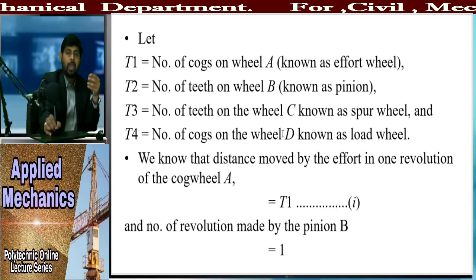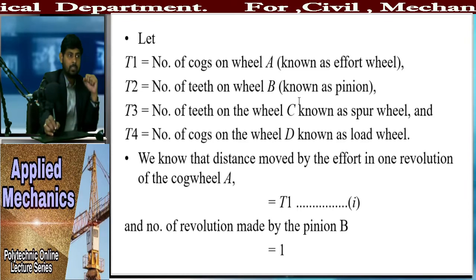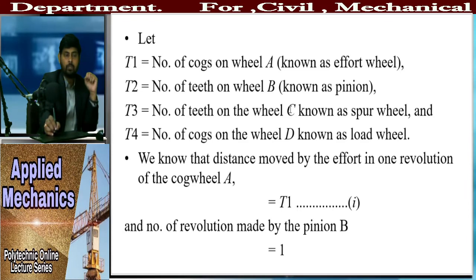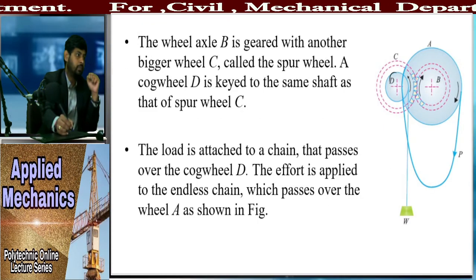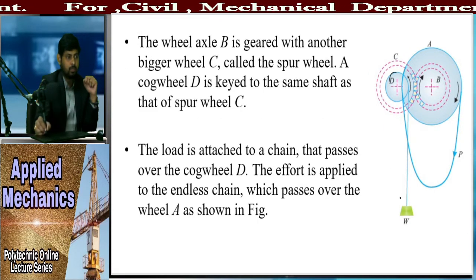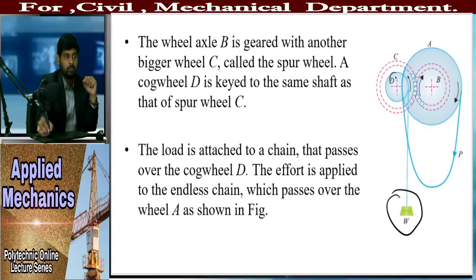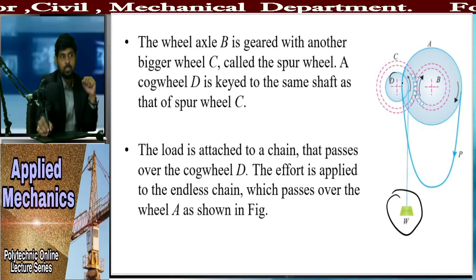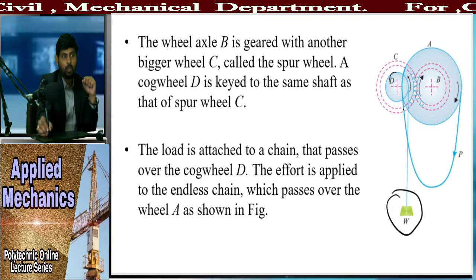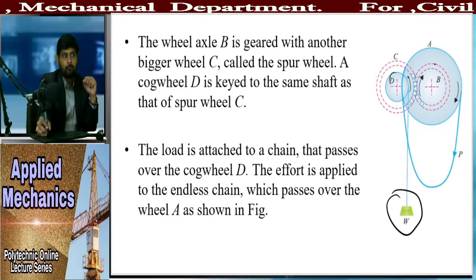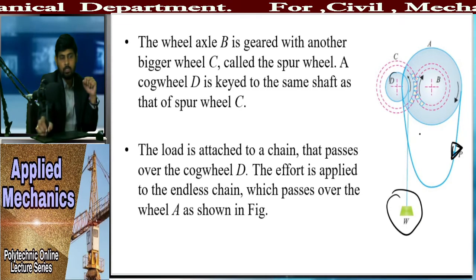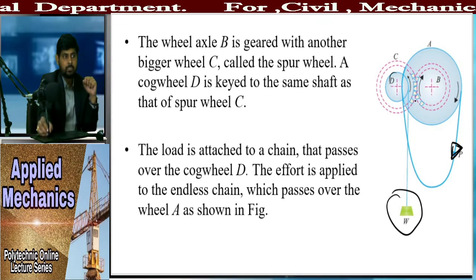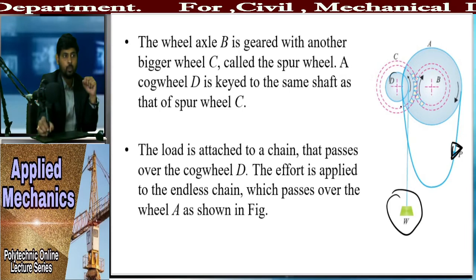So we have four wheels here: the effort wheel, pinion, spur wheel and load wheel. You can see here the load is applied on the D wheel, the small pinion on this D wheel. That's why we call it the load wheel. Effort is applied on the A wheel. That's why we call it the effort wheel. This is the pinion and this is the spur wheel.